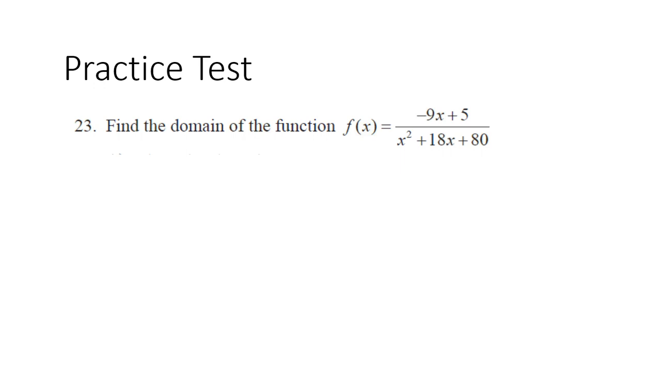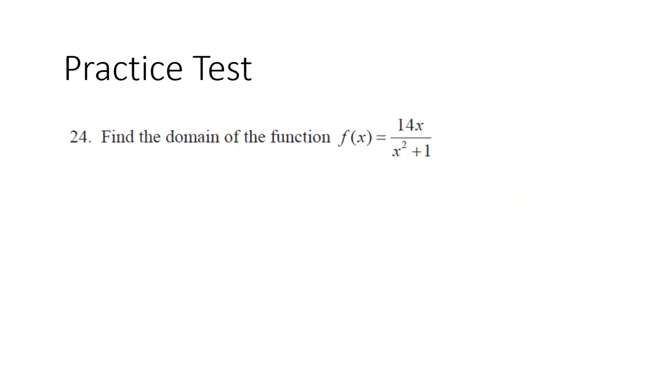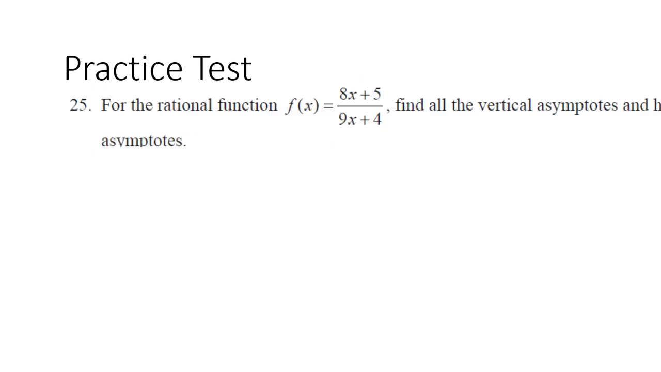All right, 23, the domain of this: factor the denominator, x plus 8 and x plus 10. Nothing cancels with the top, so we're going to say x does not equal negative 8 or negative 10. Find the domain of this: all real numbers, because x squared plus 1 does not factor. There's a plus in there.